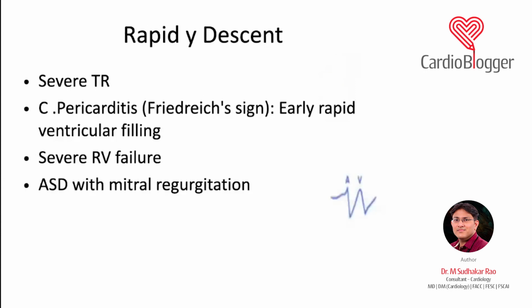Now coming to the rapid Y descent, I already discussed severe tricuspid regurgitation, also known as Friedreich's sign, which is also seen in constrictive pericarditis, where the early diastole is not affected and you get a prominent early rapid ventricular filling. The earlier part of the diastole is not affected in constrictive pericarditis, whereas it is affected in tamponade. So you get an early rapid ventricular filling known as a Y descent. Also ASD with MR, like the V wave, also causes a prominent Y descent. Two causes you can know are severe TR and constrictive pericarditis. For rapid Y descent, it is more than enough.